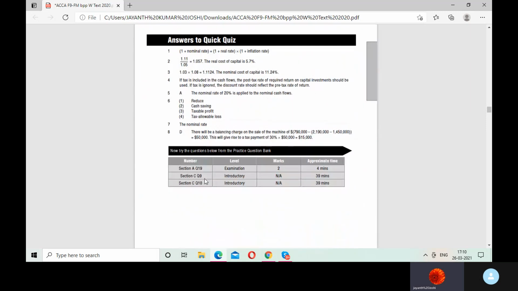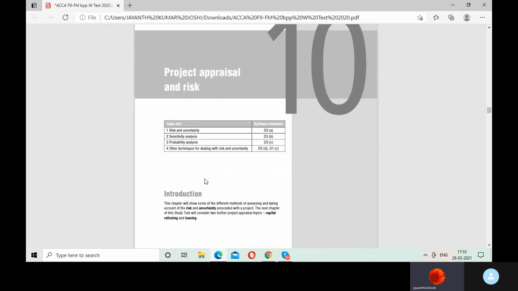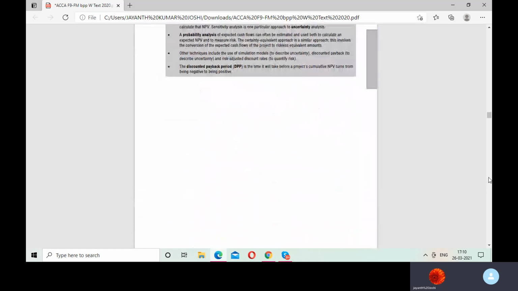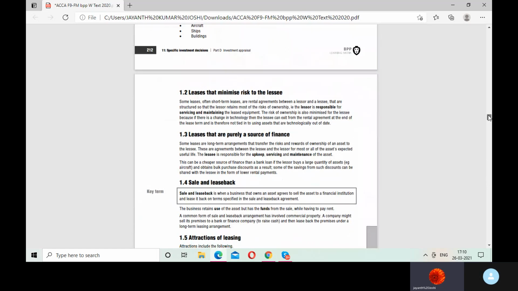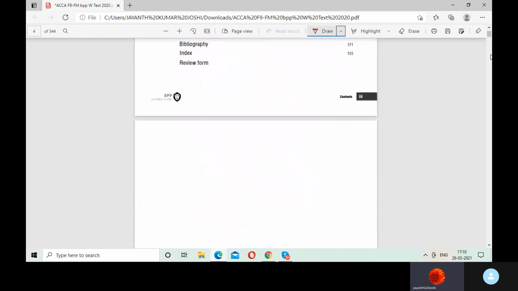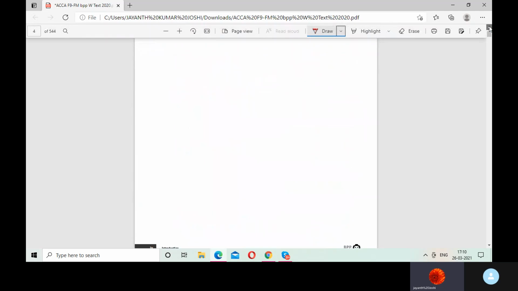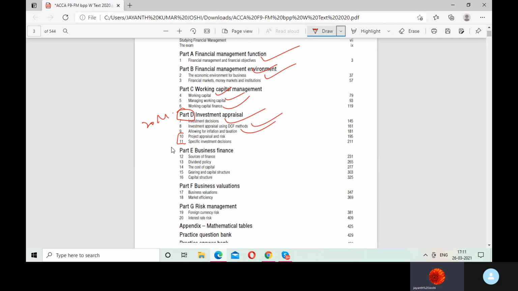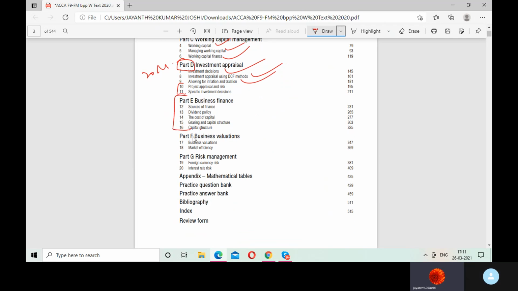So Mamta, this chapter is done. We will do the next chapter tomorrow, project appraisal and risk. Okay. So now as of today, 1, 2, 3, 4, 5, 6, 7, 8, 9. Now if we do this chapter, this complete unit is done. 101%, a 20 marks question you can get. Then we'll start with this one, source of finance.